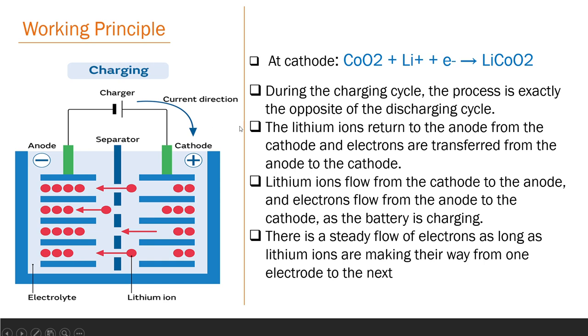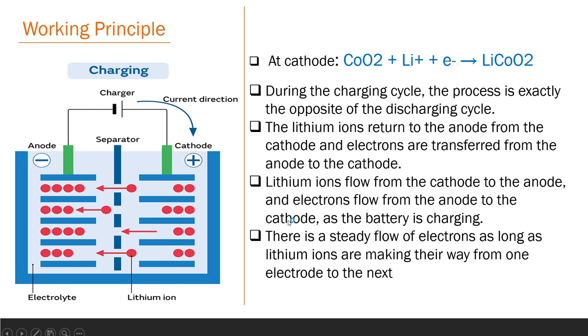Now charging. At the cathode, whatever ions were there... During the charging cycle, the process is exactly opposite. The cobalt dioxide reacts with the lithium ions, gaining electrons, forming lithium cobalt dioxide. Lithium ions flow from cathode to anode and electrons flow from anode to cathode.